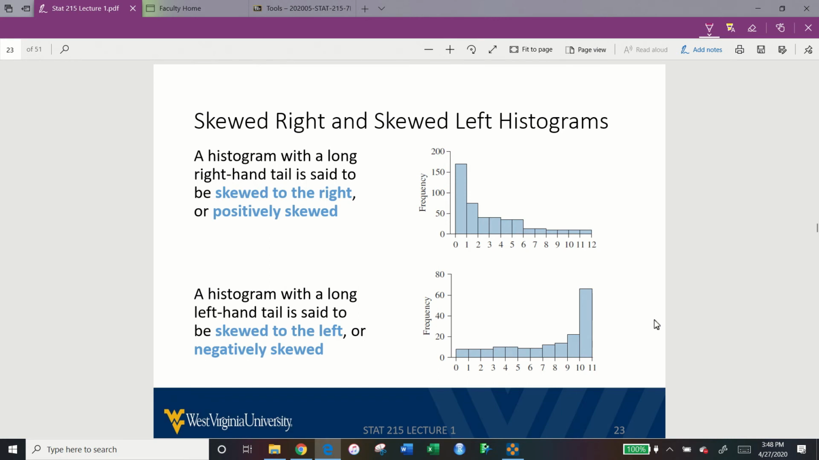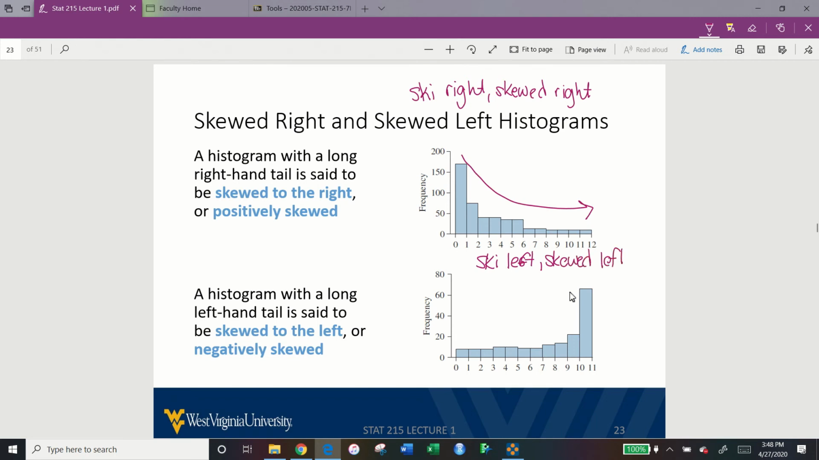So if you're taking a look at our right skewed, I think to myself, ski right, skewed right. If I'm a skier at the top of my mountain, which way am I going to be going down? Well, I'm going to be skiing to the right. Ski right, skewed right. Same thing with the left. Ski left, skewed left.